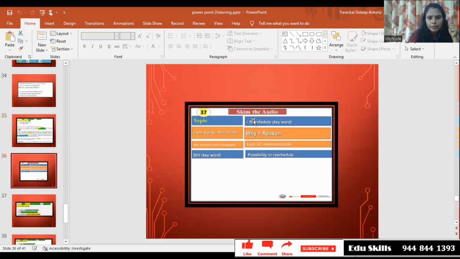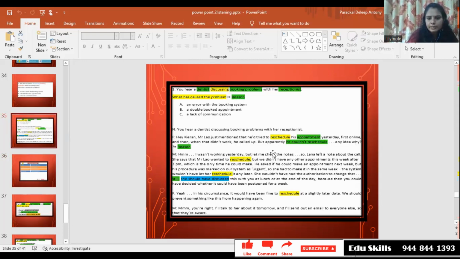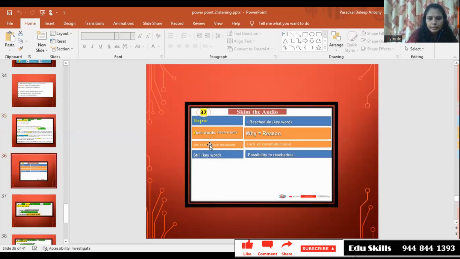So skim the audio. We can see the topic sentence, reschedule, because reschedule comes up four times. This is the key phrase or keyword, called the topic word, and a topic sentence about the appointment yesterday. Then the stem word is the reason. What is the reason? They are asking about the reason. Then "she should have discussed" is the meaning of lack of communication. That is option 3, lack of communication.